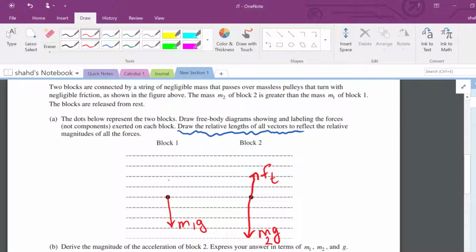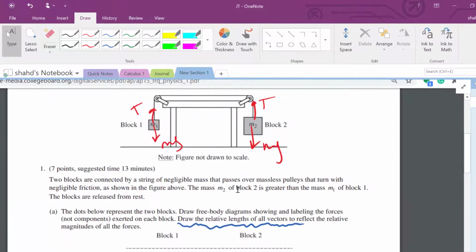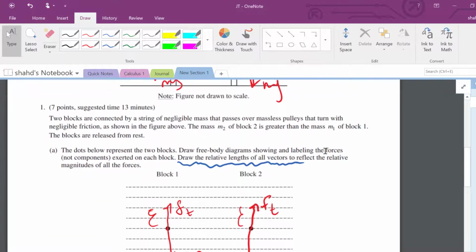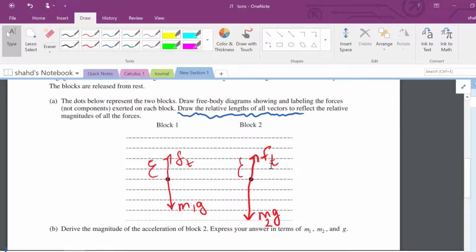And then as for the tension, it's really important to show clearly that your force of tension is equal for both. So I took two lines over here. Over here you should take two lines as well. And why, you may ask? Because it's the same exact string, so it provides the same exact force for both blocks regardless of their masses. So with that, you're done with part A.